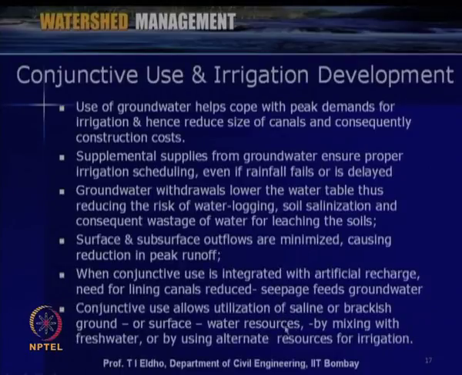So sometimes if saline water or brackish water is there from groundwater or surface water, we can mix it and utilize it in an appropriate way for irrigation development. So that way conjunctive use will be more appropriate as far as irrigation development is concerned.